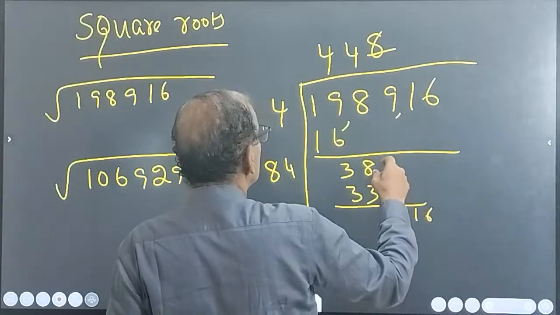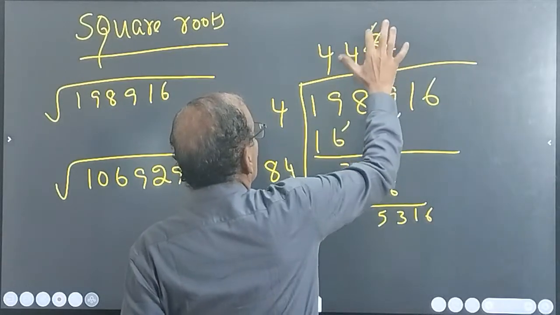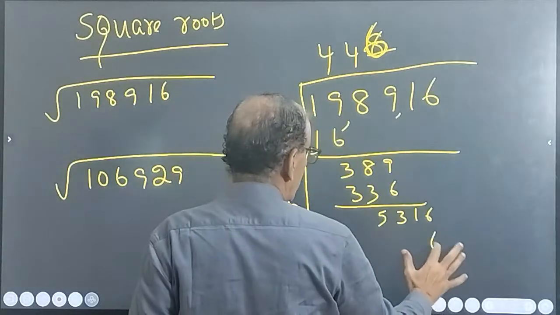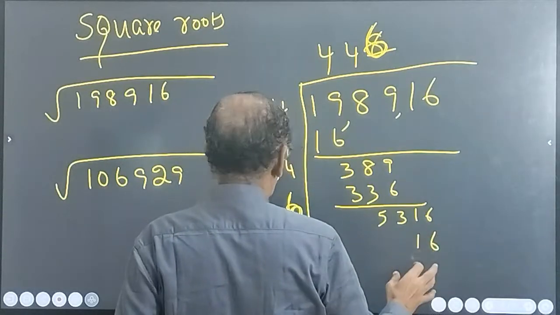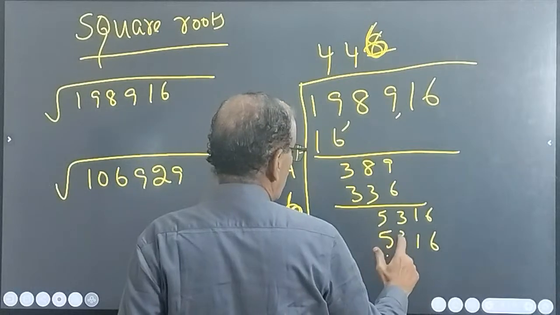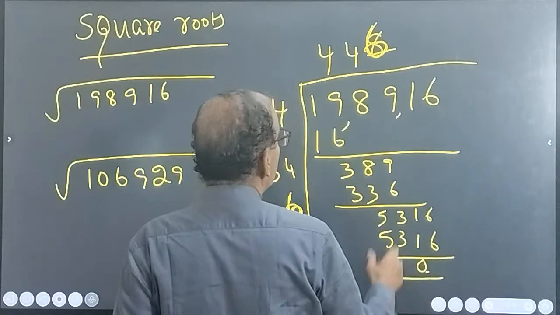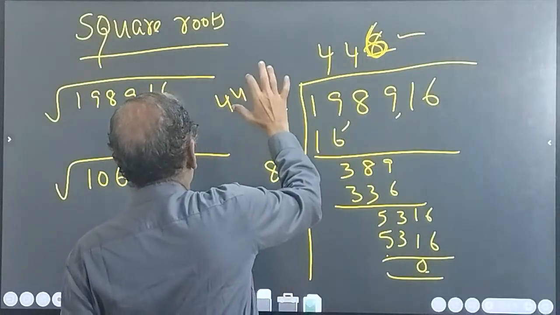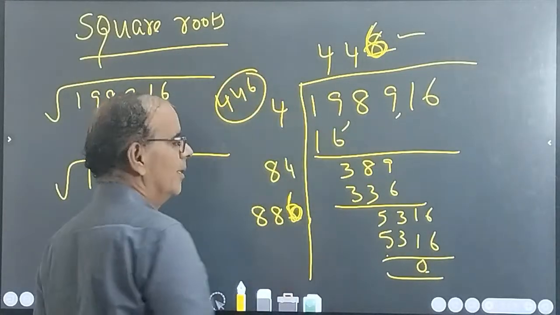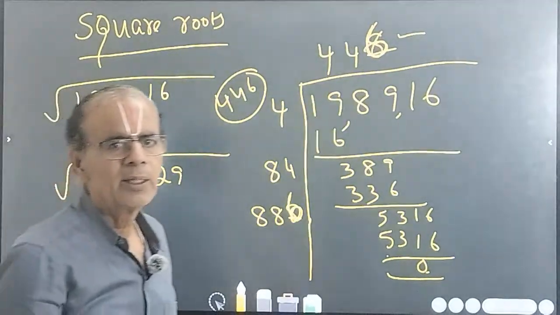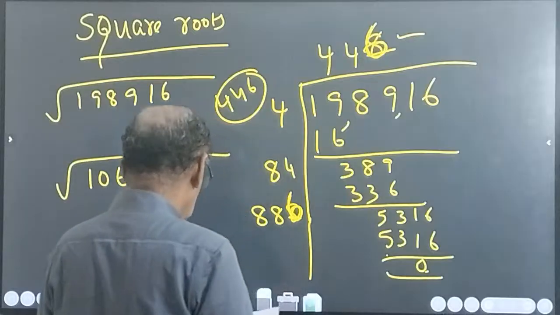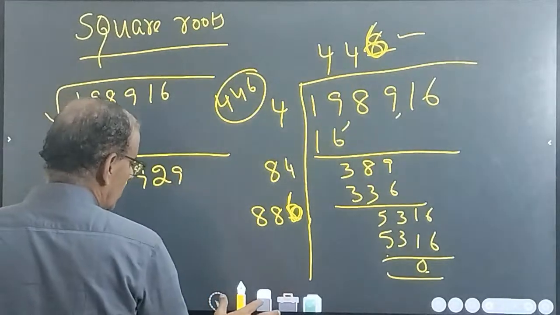What do I want? 4, no, 6 I want, right? You put 6. What is the answer? The answer is 446. Okay. That is how you have to find out the square roots.